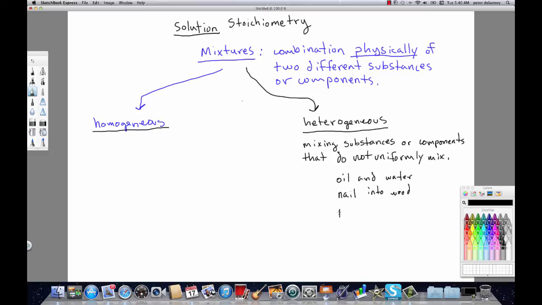Another example would be pizza. All right, pizza is a classic heterogeneous mixture. So if you imagine ordering a pepperoni pizza, all right, set the thing down on the table and have a look at it. You can separate all the components of that mixture with your fingers.